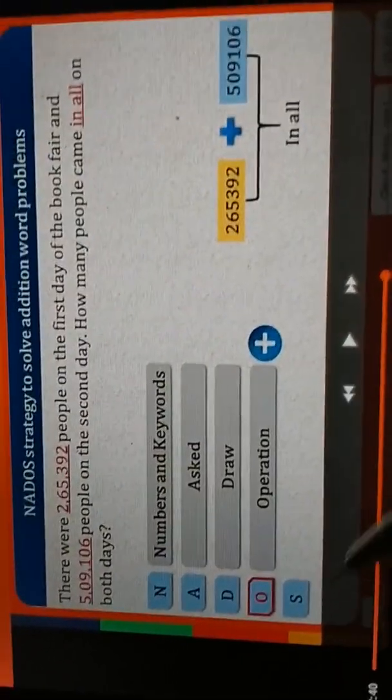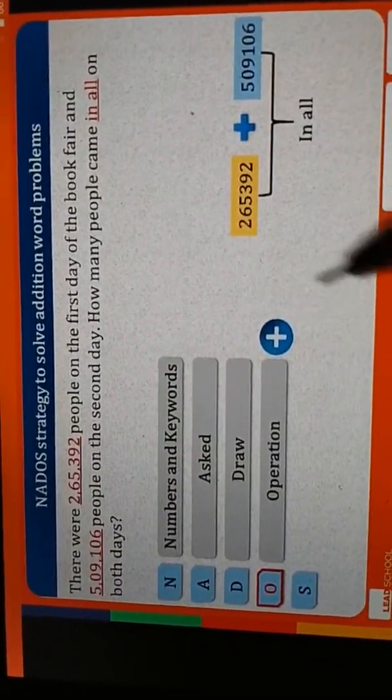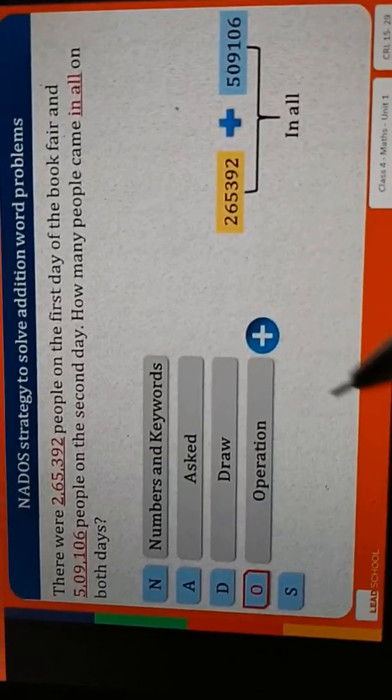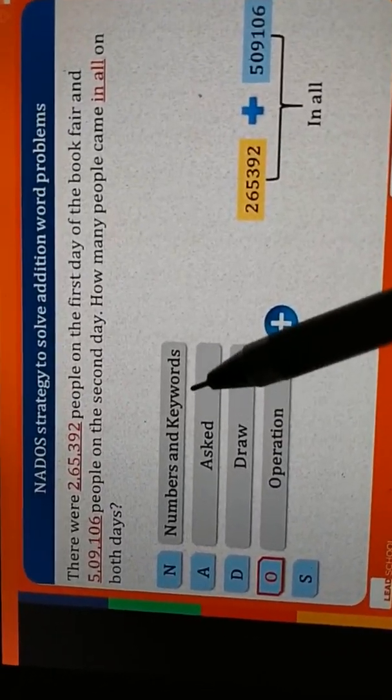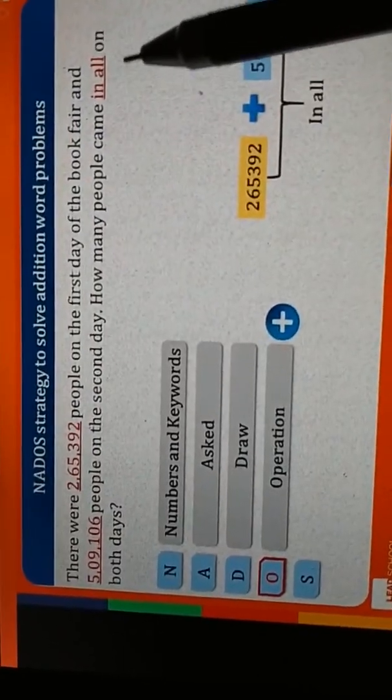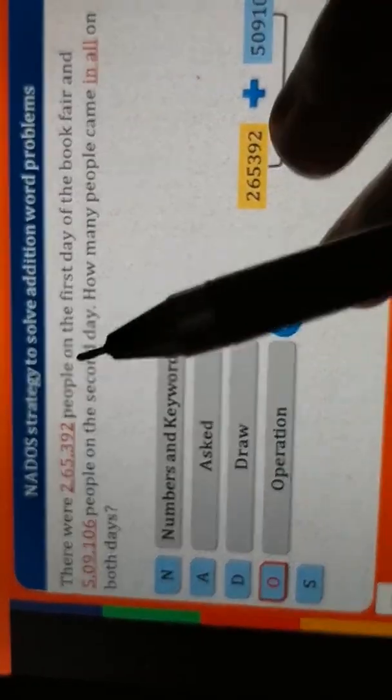Okay. O means operation. There are 4 operations: addition, subtraction, multiplication and division. But here which operation will we use? So how do we find that? We have to check the keywords. The keyword is in all. When in all is there, at that time we'll use addition.